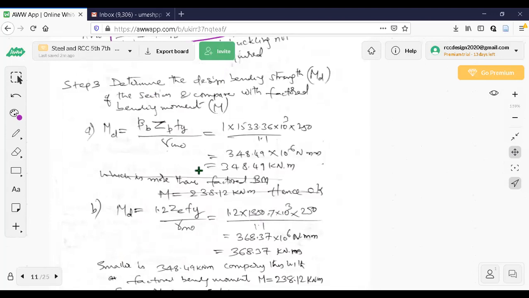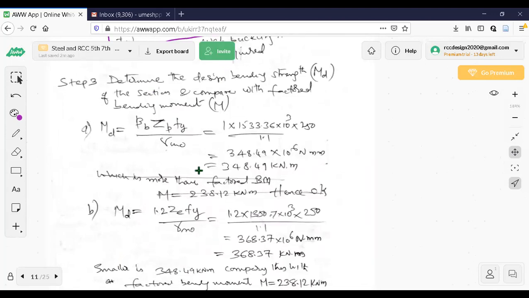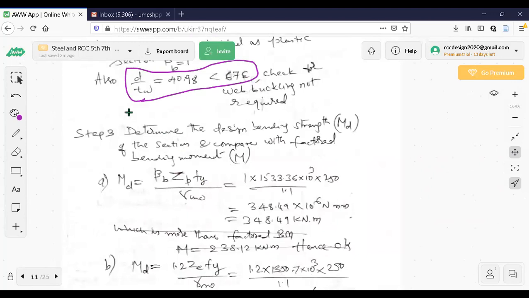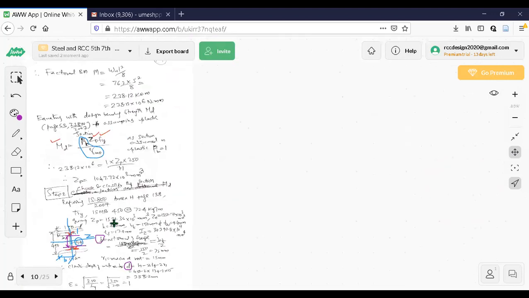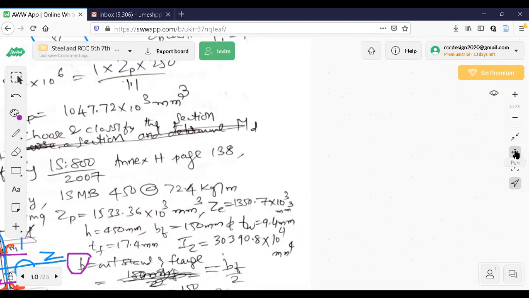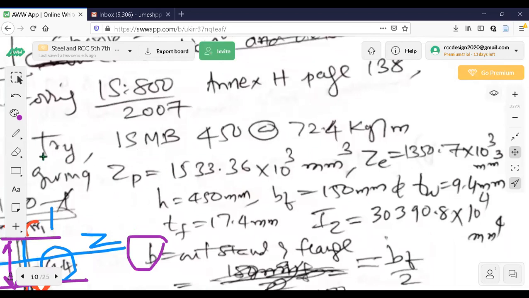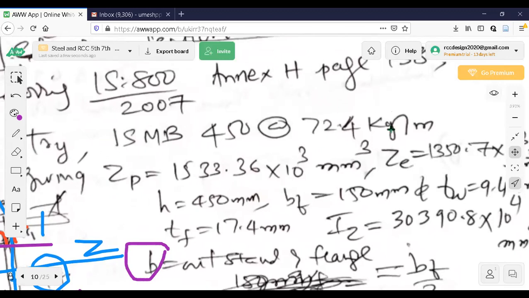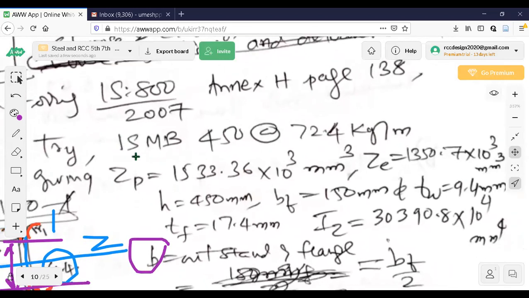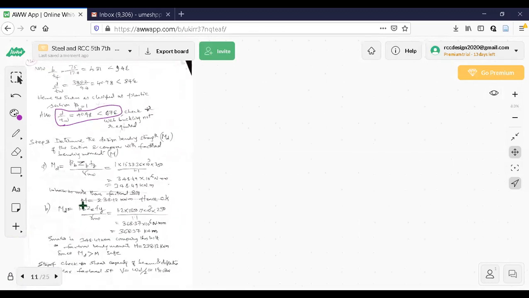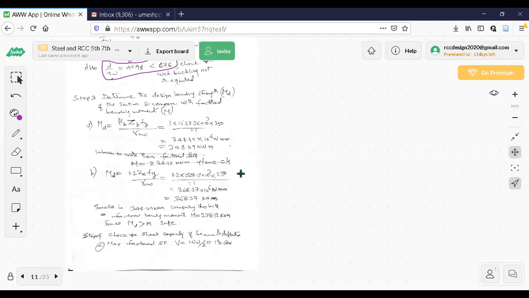Now step 3 is to determine the design bending strength. Almost the section is finalized here. Whatever section we have selected, ISMB 450, is almost finalized. Here I have written try, but what I can say right now is that ISMB 450 is okay. I don't have to revise it or choose another ISMB section. This is okay, pending some checks.